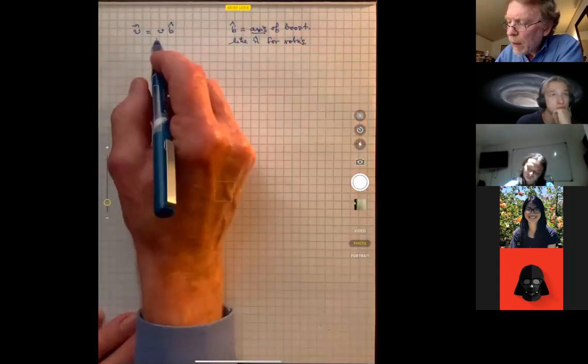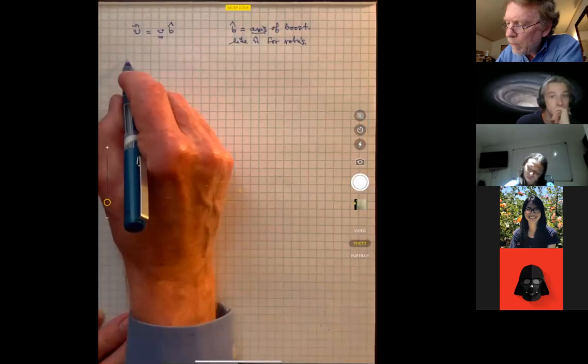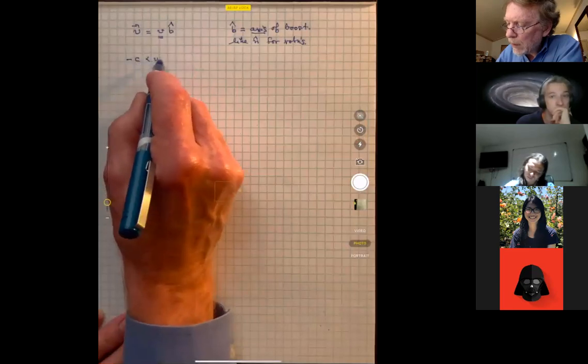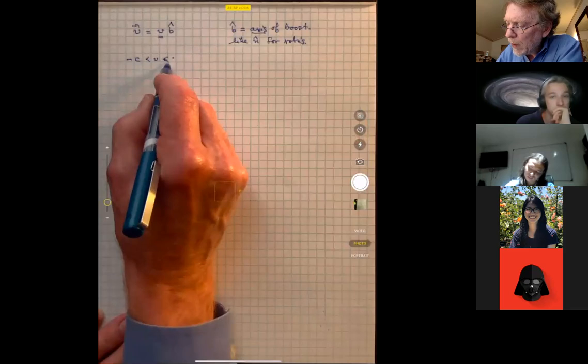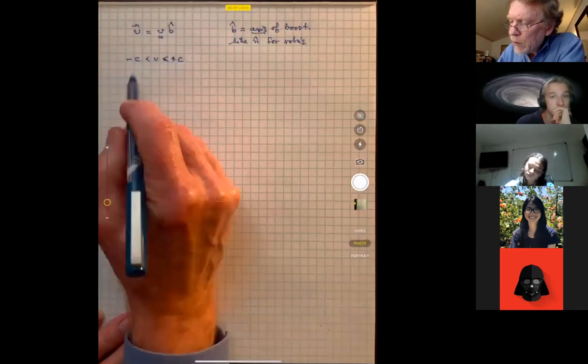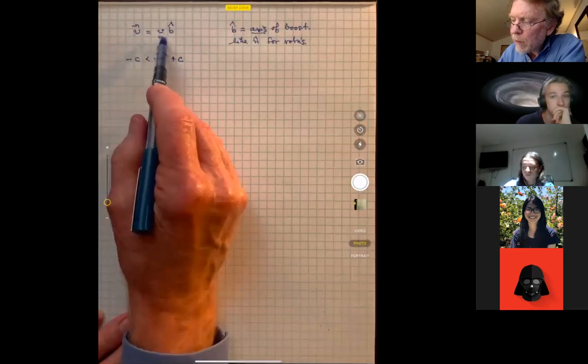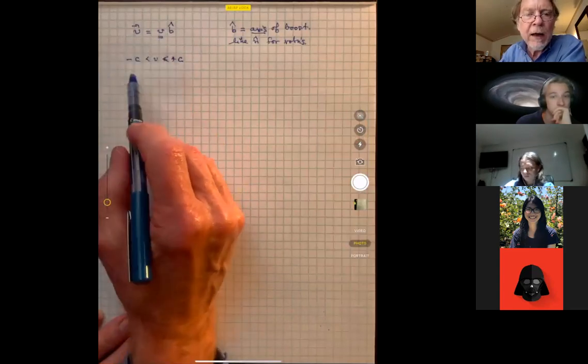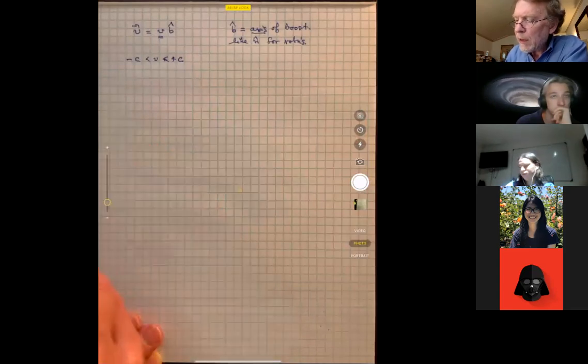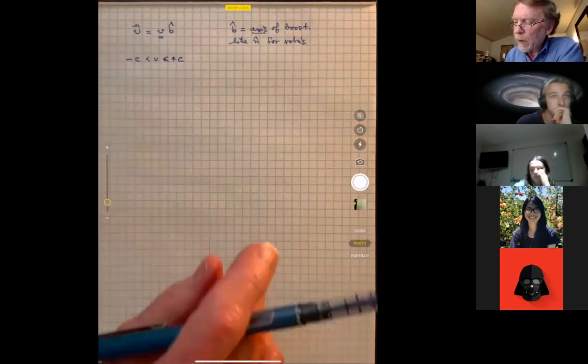Well, not quite. I'm going to allow this quantity v here to be negative. So v ranges from minus c up to plus c, like so. So that by making v negative, we have a velocity that's in the opposite direction of the axis. We'll allow that to take place, but the velocity has to lie between plus and minus c.